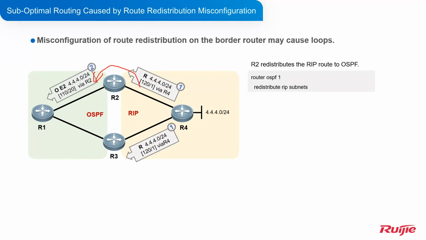Then after that, firstly, on R4, there is the route 4.4.4.0. Since both R4 and R3 are running RIP, R4 will send it to R3, and R4 will send it to R2. On R2, we have redistributed it into OSPF, so it becomes an OSPF route, and R2 will send it to R1 because they are running OSPF. And of course, R1 will send it to R3. So in this case, we can find R3 has received the routes.